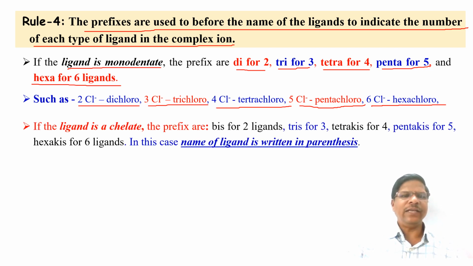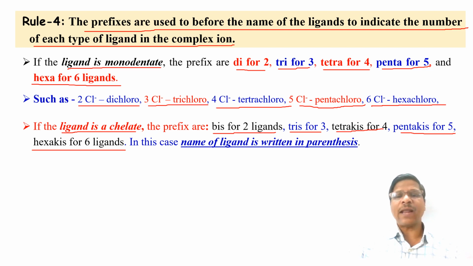Now if the ligand is the chelate type, already you are familiar with what is meant by the chelate type of ligand, then the prefixes are different. Bis for 2 ligands, tris for 3 ligands, tetrakis for 4 ligands, pentakis for 5 ligands, hexakis for 6 ligands. Okay, so if the ligand is monodentate and if the ligand is chelate type, different types of prefix are used to indicate the number of ligands. Then in case of chelate ligand, the name of the ligand is written in parentheses.